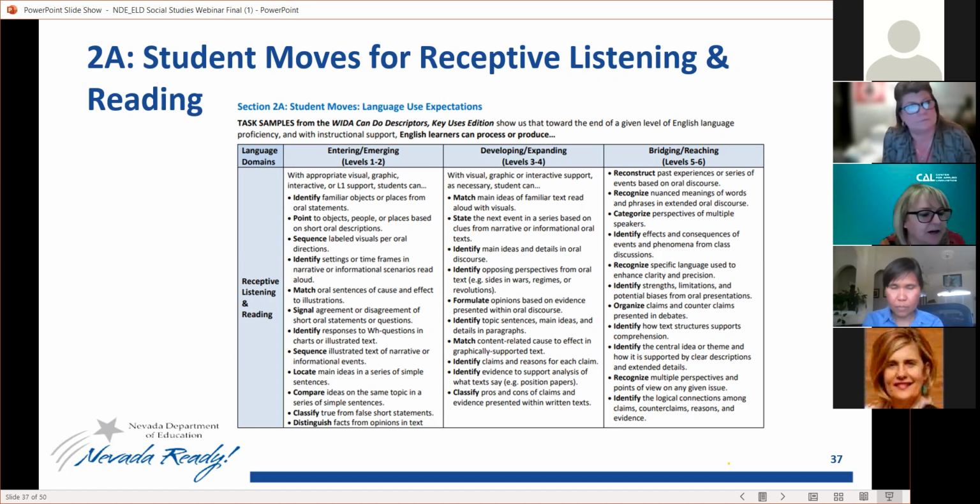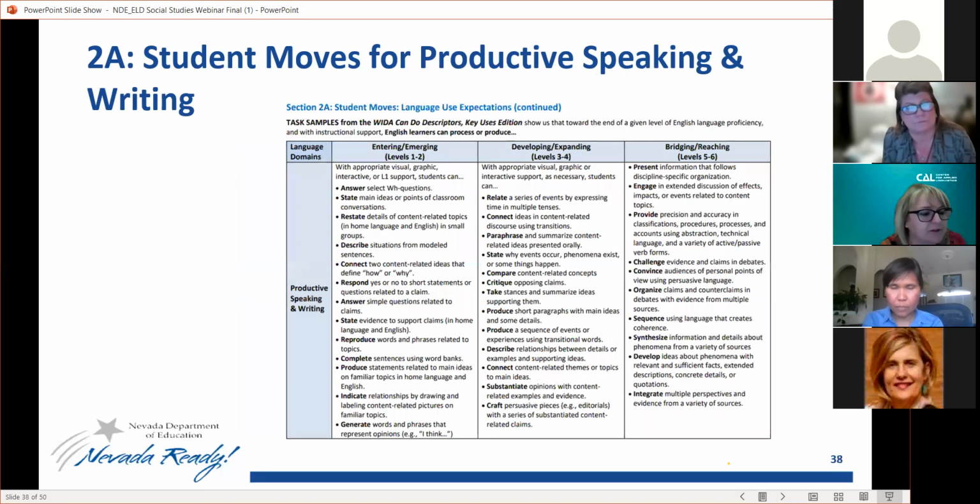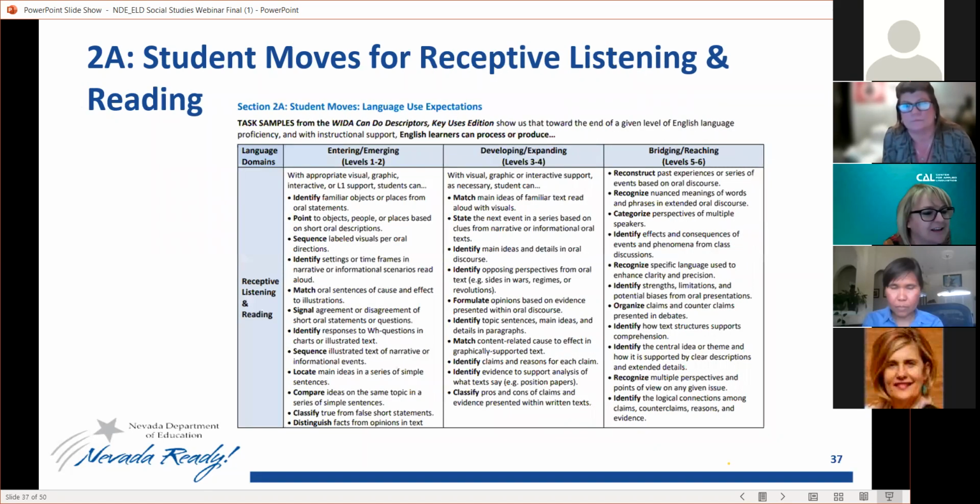Now let's take a look at our newcomers or our beginning level students. Oh, let's go backward just a second for listening and reading. And so over here, is there anything that we touched upon? Perhaps identifying responses to who questions on charts and illustrated text. You know, they were a respondent, but now that I'm thinking about it, there were illustrations because of the gallery walk. So yes, we've met the needs of our students in that input of content and language input. So let's move to the next slide.